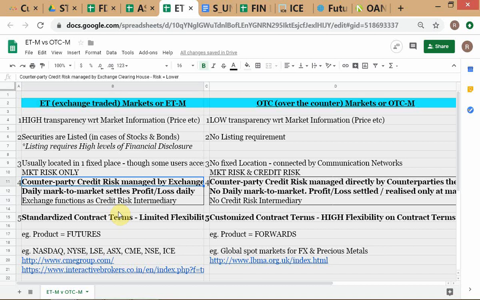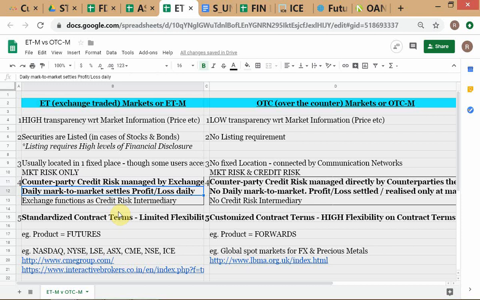Make sure. Now you see counterparty credit risk managed by exchange. By exchange means by exchange clearing house. Okay. I'm equating the exchange with the exchange clearing house. Is this clear now? Are you following, Pulkit? And you understand the next statement also.